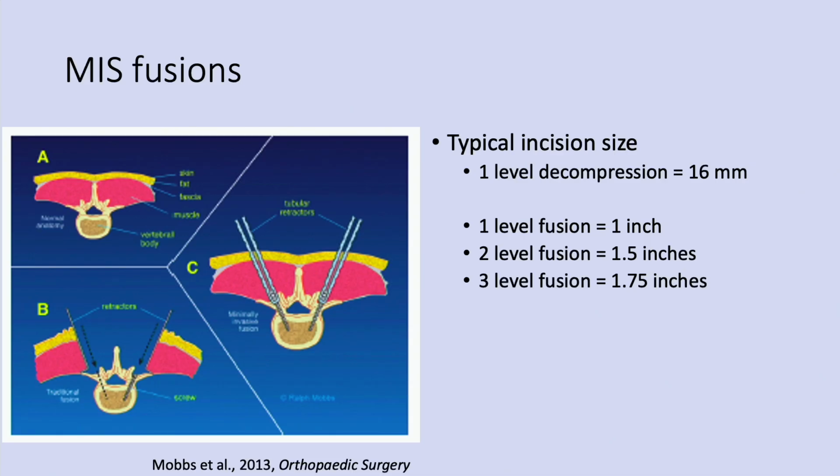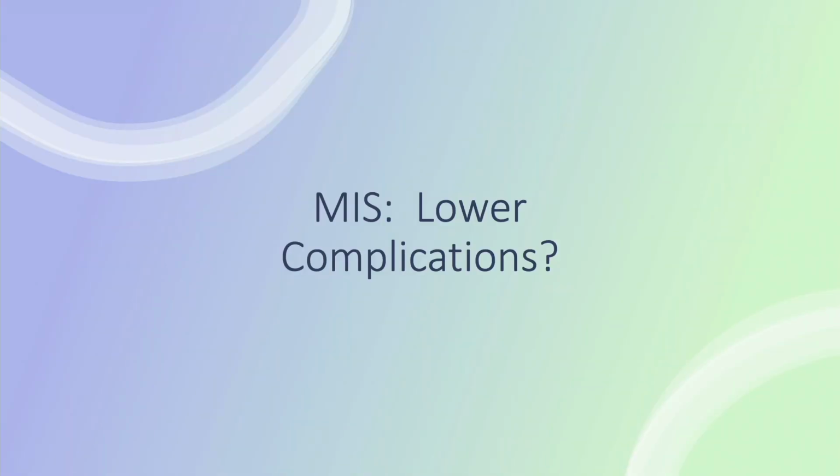My typical protocol doing MIS is for a single level decompression. It's about a 16 millimeter incision, and sequentially larger incisions if I'm doing fusions, moving from 1 to about 1 3/4 inches up to 3 levels of fusion. When you get beyond that, you end up doing a lot of little stab incisions because there's so much distance between the incisions. Now that's great from a cosmetics standpoint and theoretically better from a soft tissue disruption standpoint, but is it associated with lower complications?